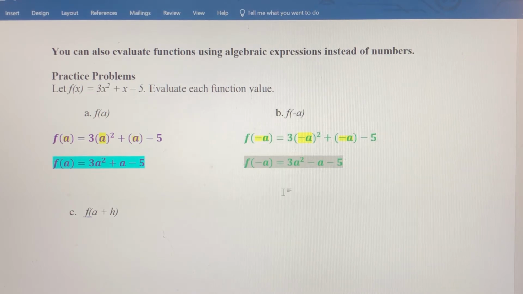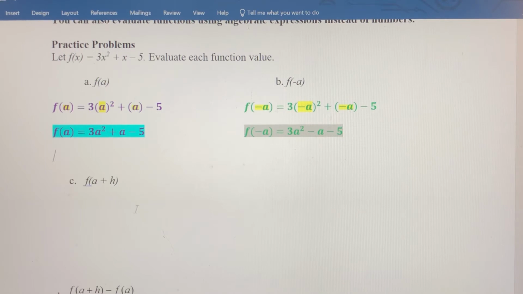So f of negative a is going to equal 3a squared, this is going to be minus a. Make sure you don't miss this sign. That's going to be a common place to make errors. And then minus 5. Okay, so notice the slight difference between these two. When I evaluate f of a, my signs all stay the same from the original function. When I evaluate f of negative a, this middle sign changed. So just a slight difference there.